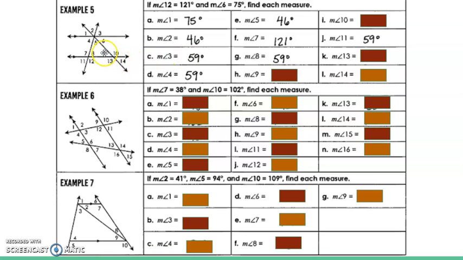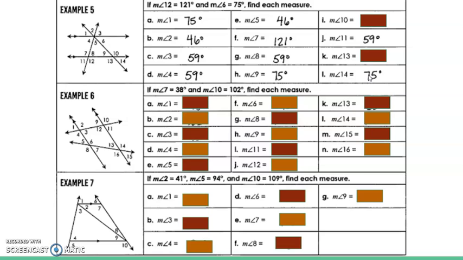To figure out angle 9, again, we have a triangle in the middle here. So 5, 8, and 9 have to add together to 180 degrees because the triangle has 180 degrees with its angle measures. So if we subtract 46 and then we subtract 59, we find that the measure of angle 9 is 75. Once I know angle 9, I can figure out angle 14 because they're vertical angles. So the measure of angle 14 is also 75.